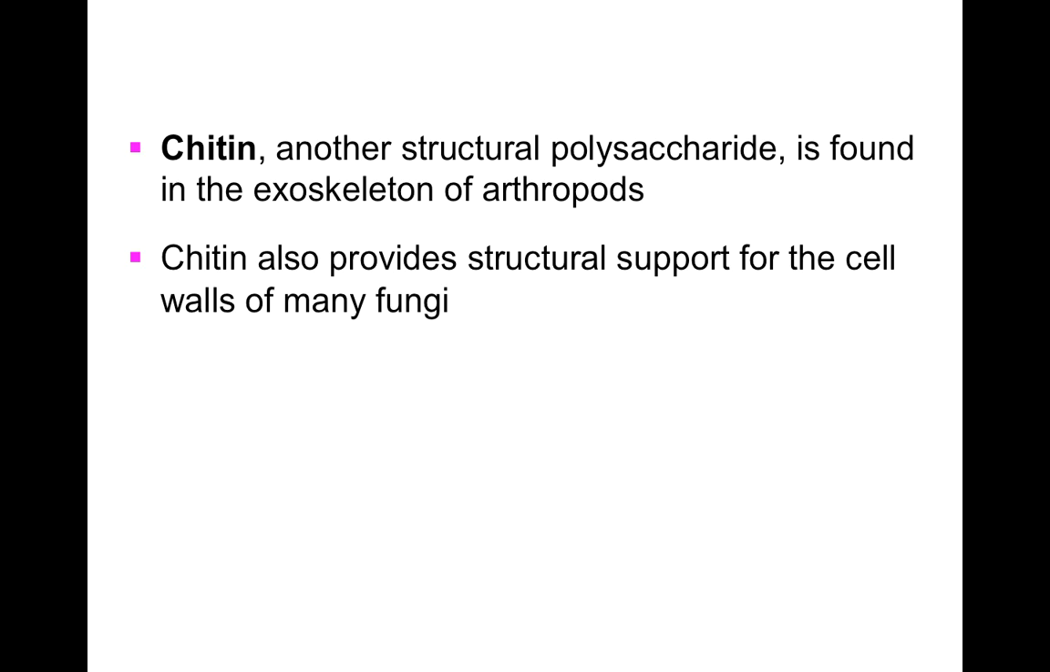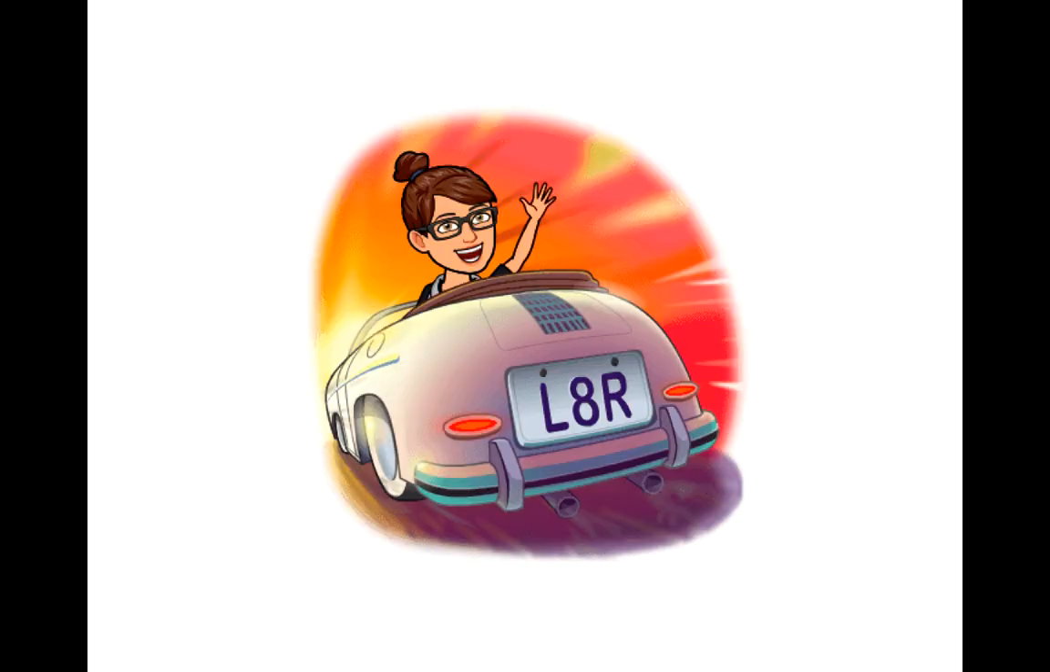Another important structural polysaccharide is chitin. Chitin is found in the exoskeleton, that hard outer covering of arthropods, like my cockroaches. Chitin is also important in the cell walls of fungi. And that's pretty much all I have to say about carbohydrates.